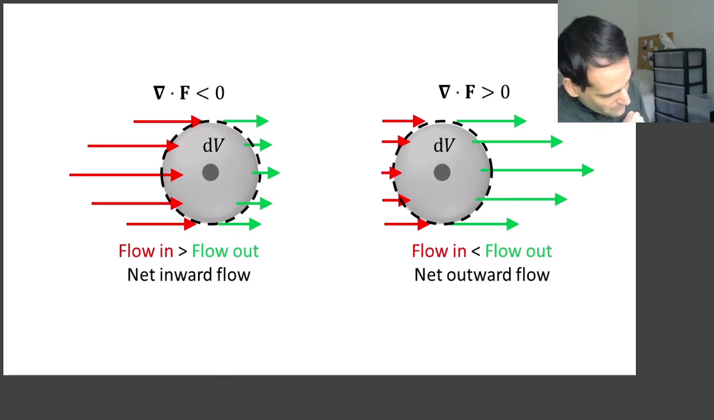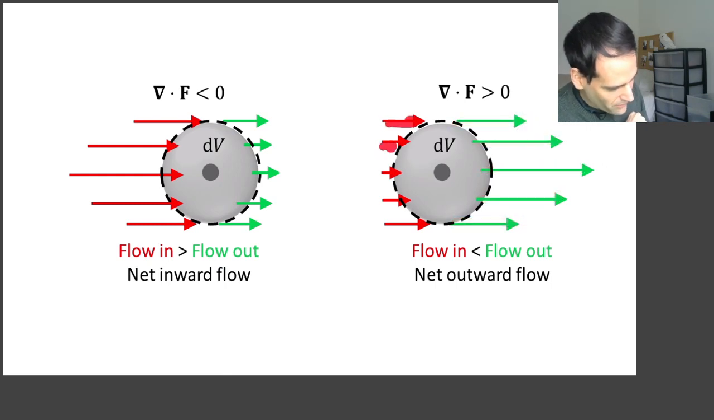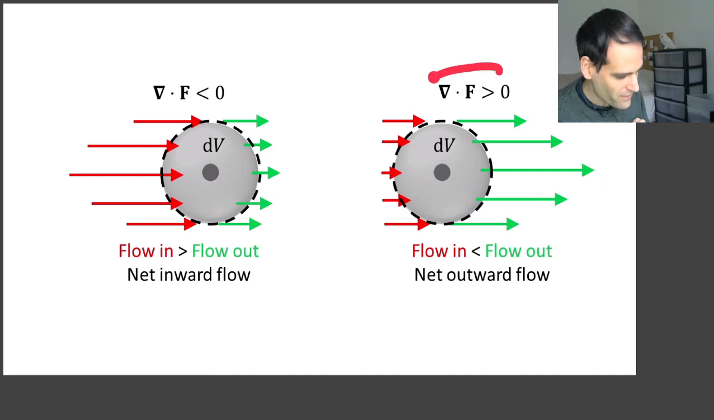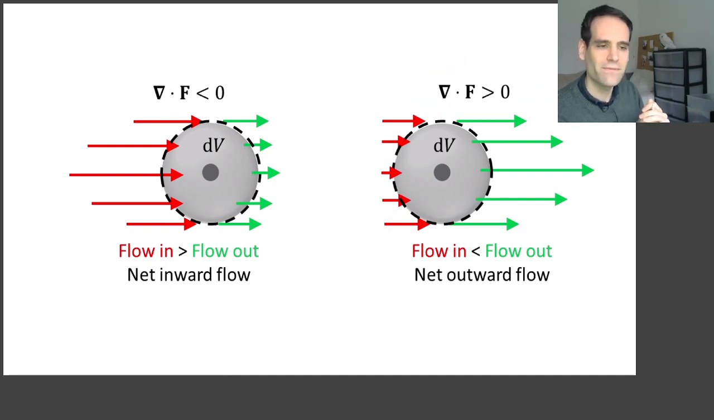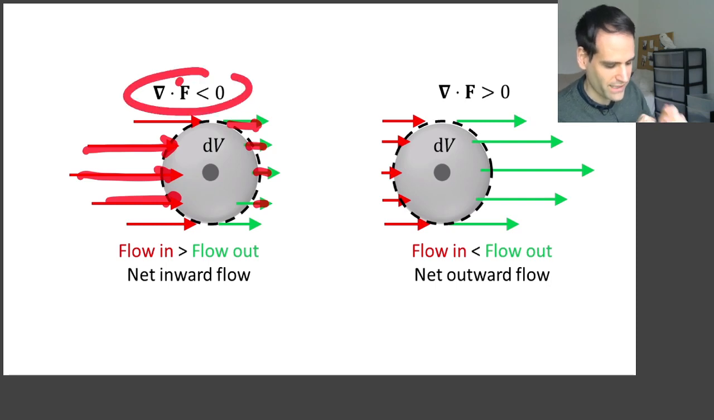Which means that if the flux is positive, meaning that the vector field going out is bigger than the vector field coming in, then the net flux is positive, and therefore the divergence at this point is positive. While if the net flux coming out of the volume is negative, this means that there is more field coming into the volume than there is coming out, and therefore the divergence is negative.